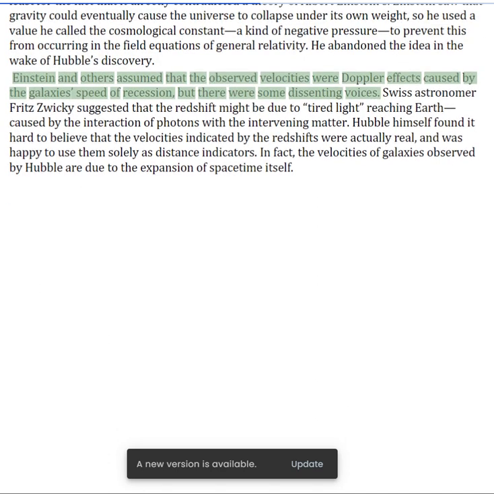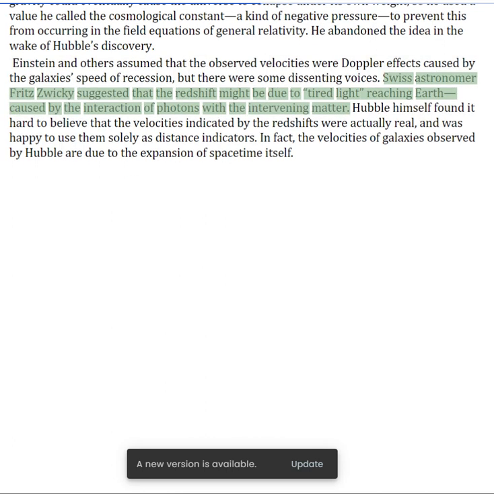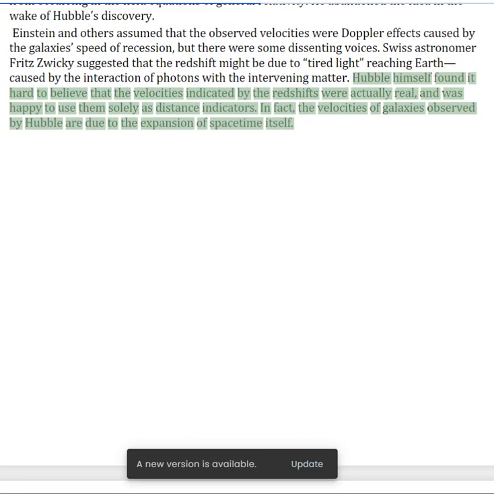Einstein and others assumed that the observed velocities were Doppler effects caused by the galaxy's speed of recession, but there were some dissenting voices. Swiss astronomer Fritz Zwicky suggested that the redshift might be due to tired light reaching Earth, caused by the interaction of photons with the intervening matter. Hubble himself found it hard to believe that the velocities indicated by the redshifts were actually real, and was happy to use them solely as distance indicators.